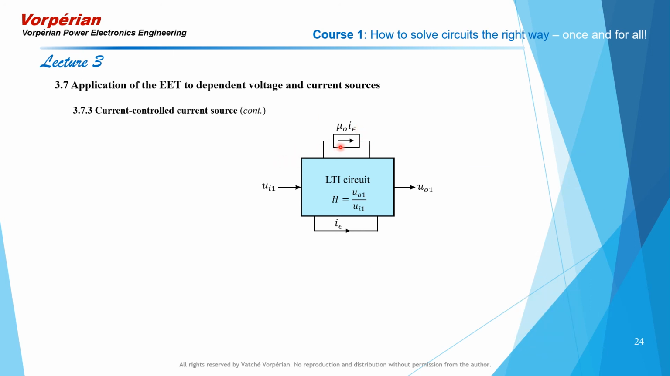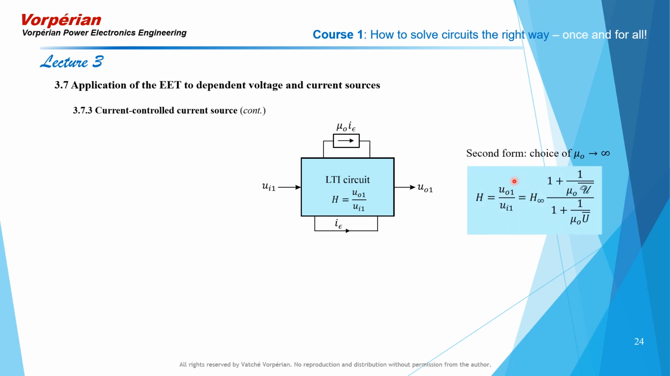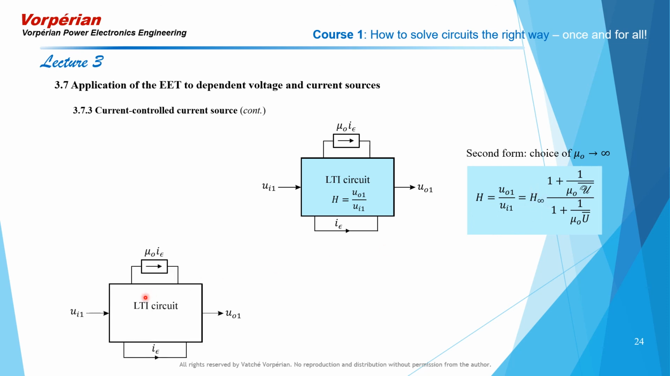Our second choice of taking this dependent source out was to let its gain value go to infinity. When we do that, the form of the extra element theorem is as shown here. So first we're going to compute h infinity as shown in this block diagram here. We let mu 0 go to infinity. And in this case, when you let mu 0 go to infinity, the current on which this dependent current source depends shrinks to 0.